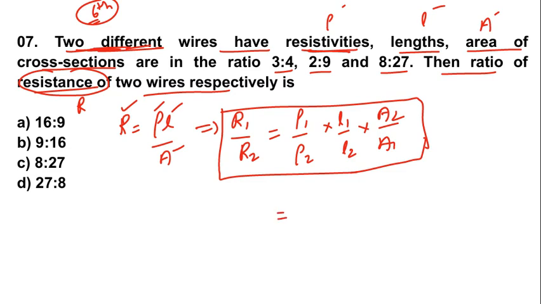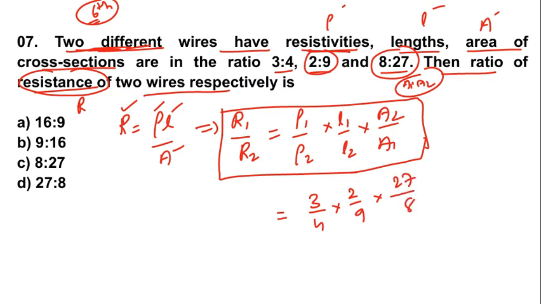Rho 1 by rho 2 is 3 by 4, and the length ratio is given as 2:9, so it is 2 by 9, and for the areas we need A2 by A1. Here the ratio A1 to A2 is given, so we substitute A2 by A1, which is 27 by 8. Just simplify this. 2 fours are 4... 2 2s are 4, 3 3s are 9 and 3 9s are 27. Simplify this, that is 9 by 2 into 8, that is 16. So 9 is to 16 is the answer.